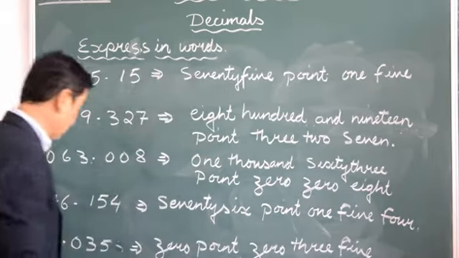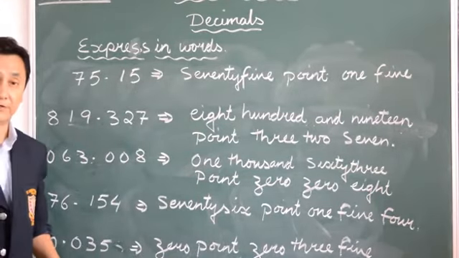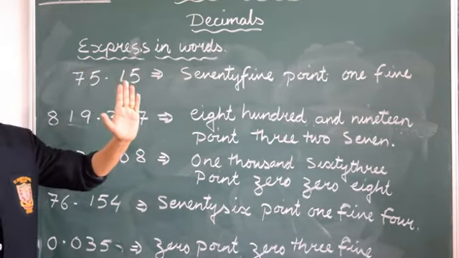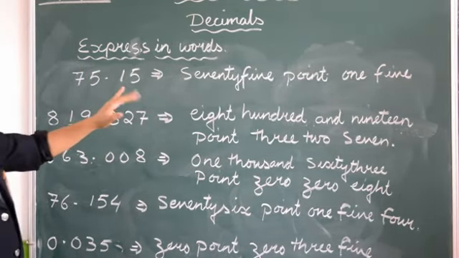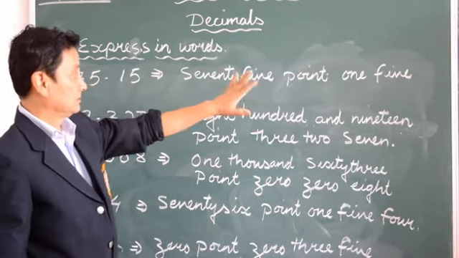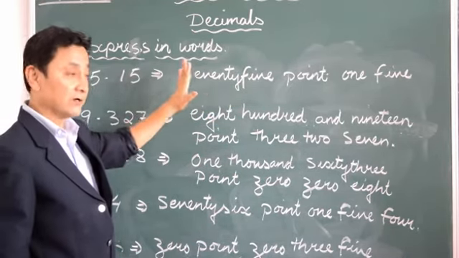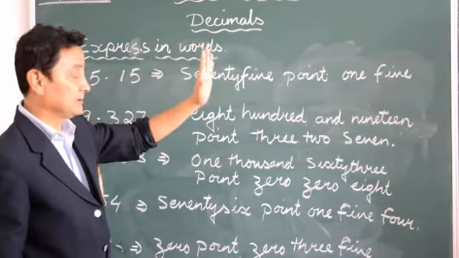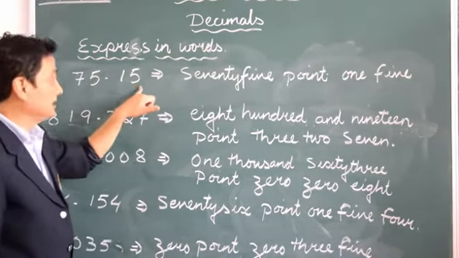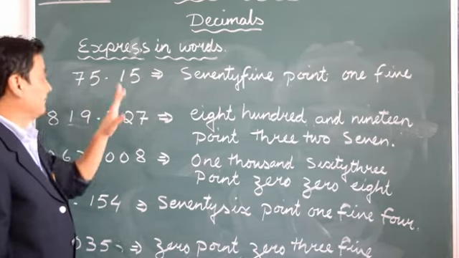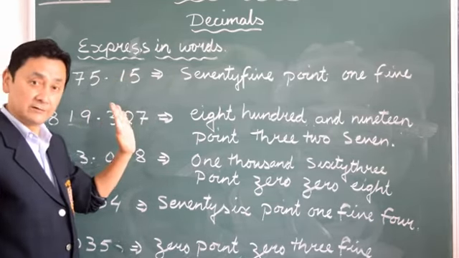So dear children, I hope you have understood. It's very, very easy. Before you write, first read the number and then write. Remember both sides. The first side, before the point, you write as you have written before. After the decimal point, whichever digits you see, you write. 75 point, what do you see? 1. What do you see? 5, not 15. Is that clear?